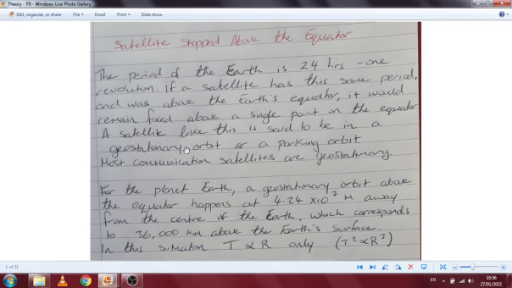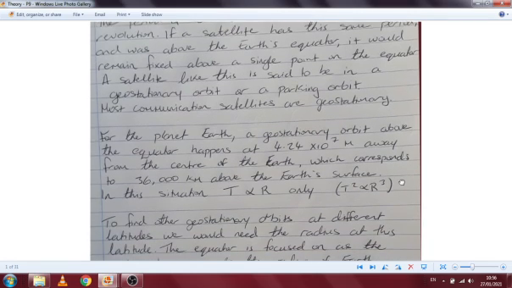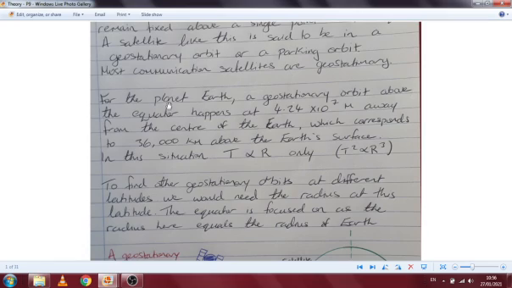So a satellite like this is said to be in a geostationary orbit. Geo is Earth, stationary means not moving, and orbit means going around, and that's commonly called a parking orbit. Most communication satellites are geostationary, and that's very useful because you want satellites to be in equal positions, so they will communicate with each other and bounce the signals around and send them back to where they need to be sent. So for the planet Earth, a geostationary orbit above the equator happens at 4.24 × 10^7 meters away from the center of the Earth, and that will correspond to 36,000 kilometers above the Earth's surface.